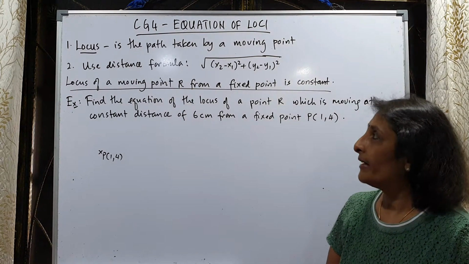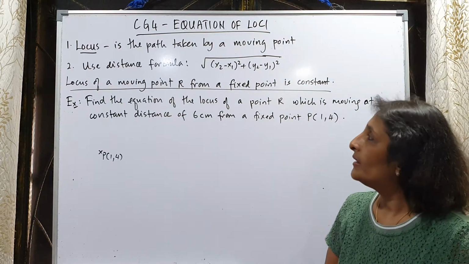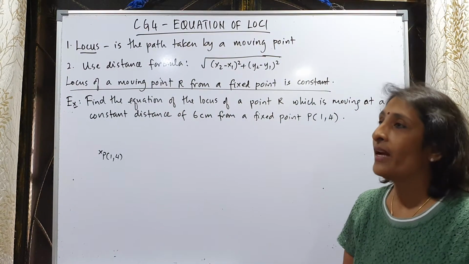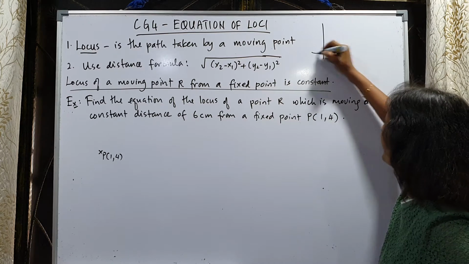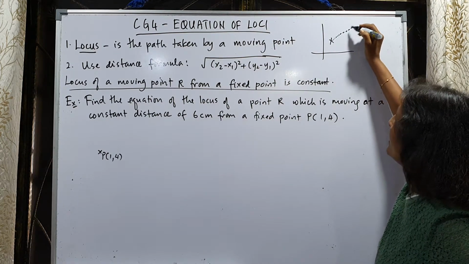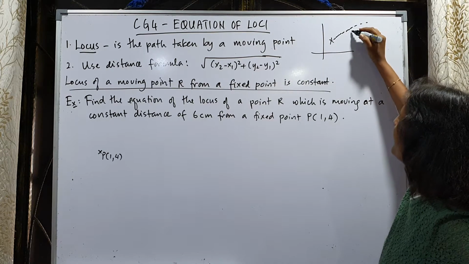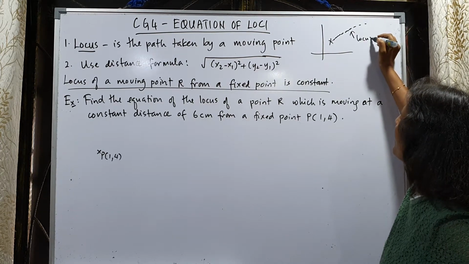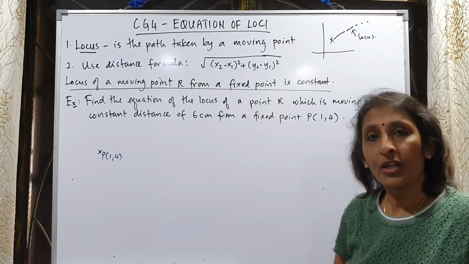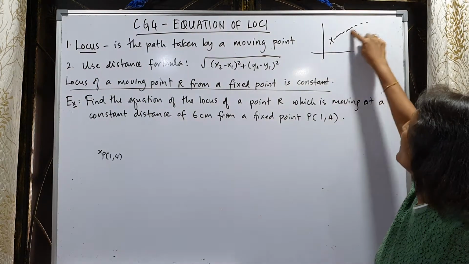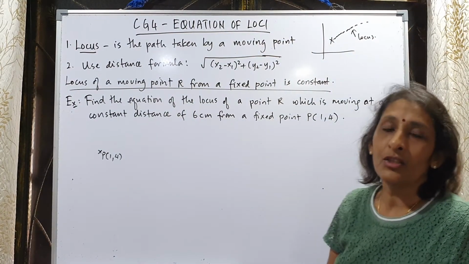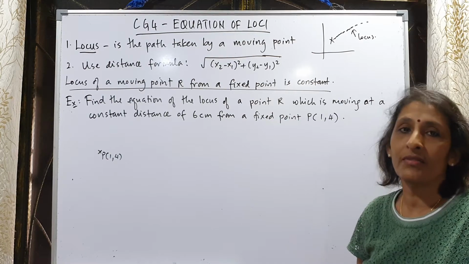Okay, alright, what is a locus? The locus is the path taken by a moving point. So if you have a point that's moving on a Cartesian plane, let's say this coordinate, it moves. This path taken, this is the locus. The path taken by a moving point, and your job is to find the equation of this line. Sometimes it's a line, sometimes it's a circle. So your job is to find the equation of the locus.